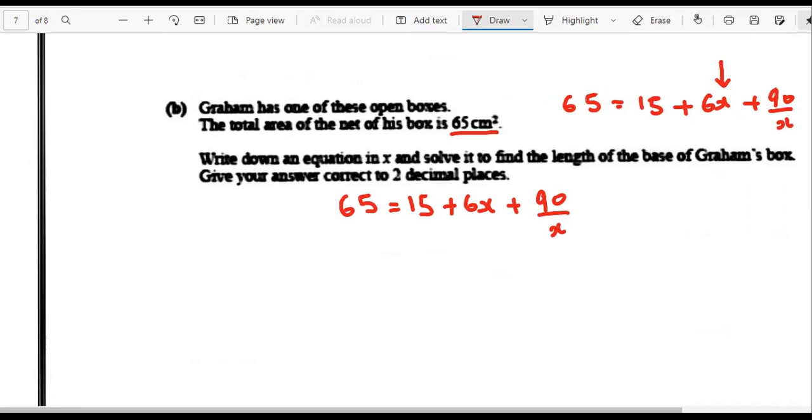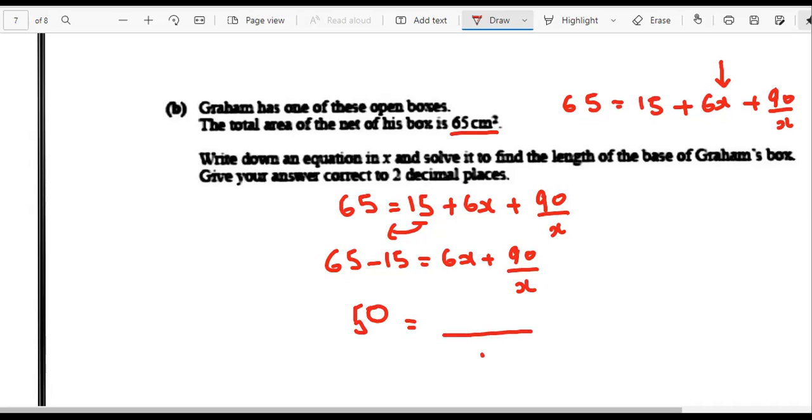Now let me just take this 15 to the other side. So I'll do 65 minus 15 equals 6x plus 90 divided by x, and 65 minus 15 would give me 50 equals. I can take LCM on the right side, so it would be x. I have 1 here. I'll multiply x with 1. I'll multiply x with 6x as well. So that would give me 6x square plus 90.